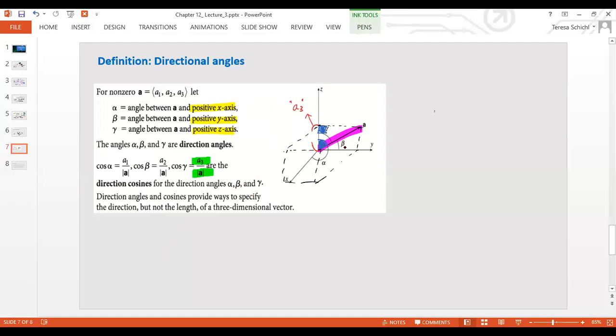The same thing you can see for alpha to the x-axis, beta to the y-axis. This is what we call the directional cosines, or the directional angles, alpha, beta, and gamma. The reason we like it is because it defines which direction this vector goes.